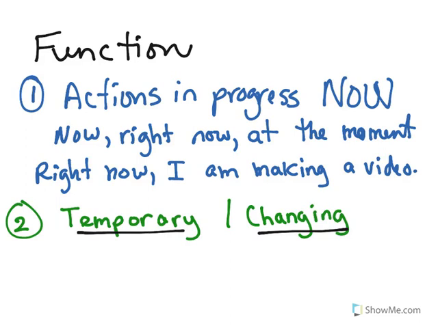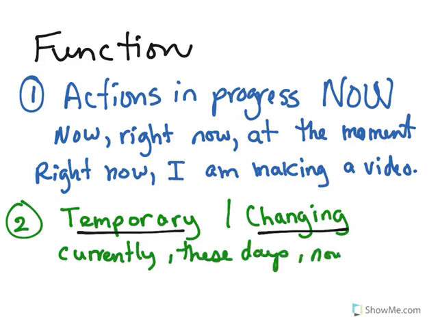We'd use this way of using present progressive to talk about an action that is ongoing at the moment. It's probably going to continue for some time in the future, but not forever. At some point in the future, it's going to end or it's going to change. So we use words to express this. We use words like currently, these days, nowadays.